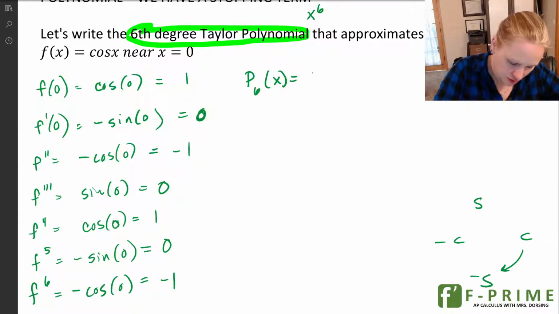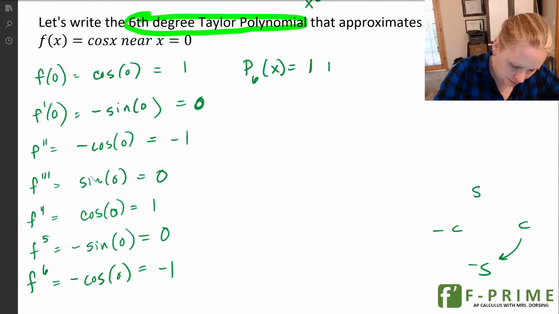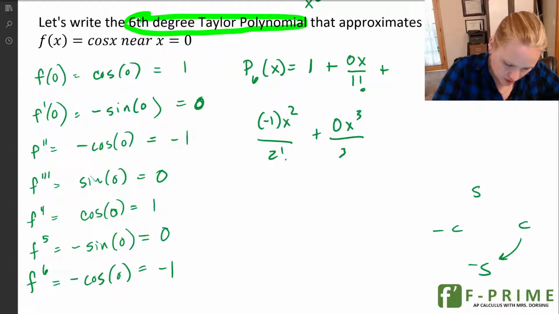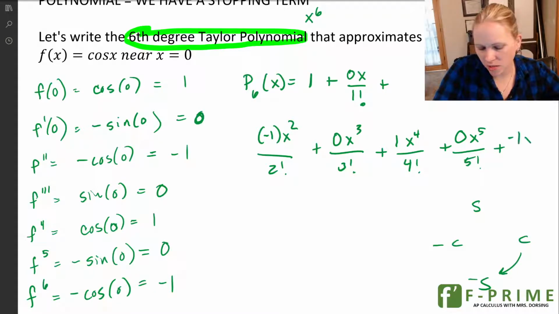I'm going to do f of 0, which is 1, plus 0, that's my first derivative, x over 1 factorial, plus negative 1 x squared over 2 factorial, plus 0x cubed over 3 factorial, plus 1x to the 4th over 4 factorial, plus 0x to the 5th over 5 factorial, plus negative 1 x to the 6 over 6 factorial.